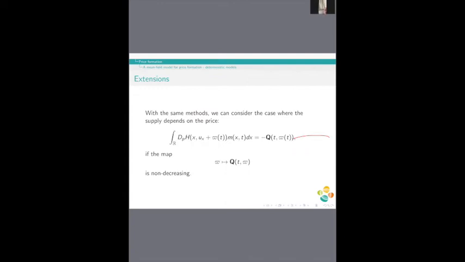What I'll discuss here, this guy was deterministic, but actually we can make it also depend on the price. There is really no problem as long as this map is non-decreasing, meaning that if you increase price, you increase supply. And if you don't, then the problem becomes much more challenging, and probably all kind of weird behaviors will happen.